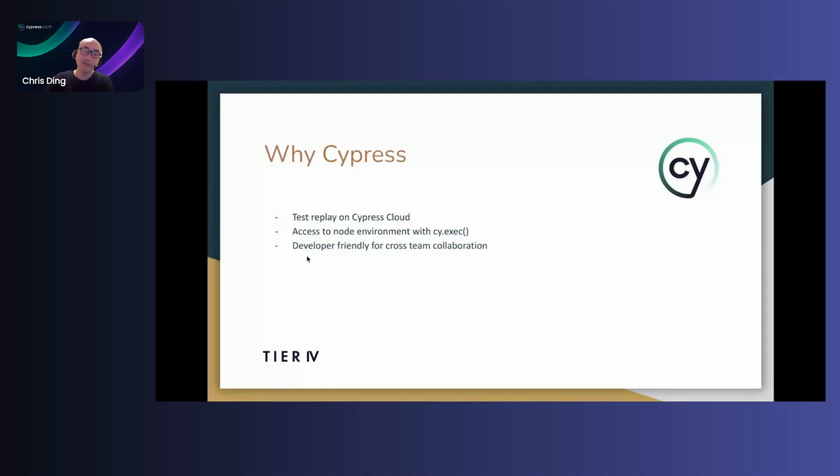And since we have a lot more developers than QA members, we have probably close to 50, 60 developers in the web team, and we only have around, well, actually around 8 to 9 QA members now. We can't have everyone writing tests for all of the web applications. So Cypress, being developer friendly with all the documentation and the syntax, is useful for cross-team collaboration.